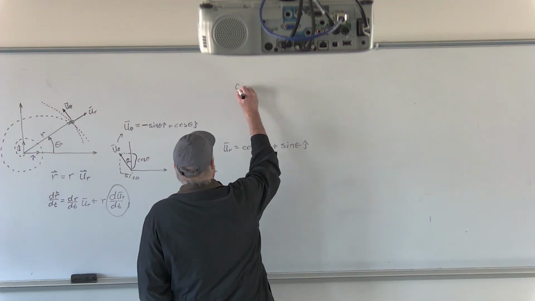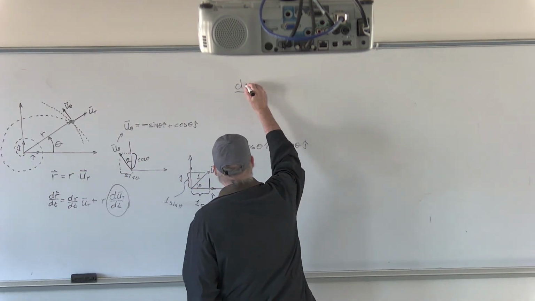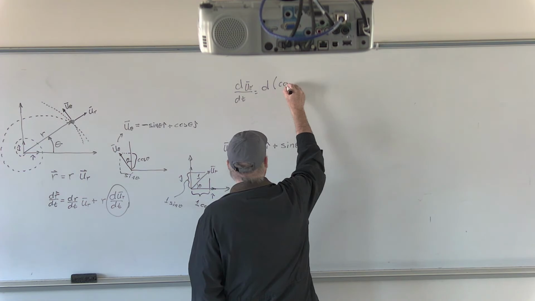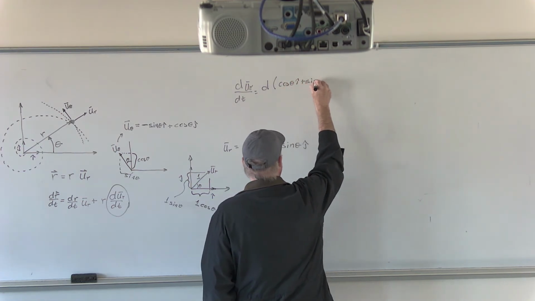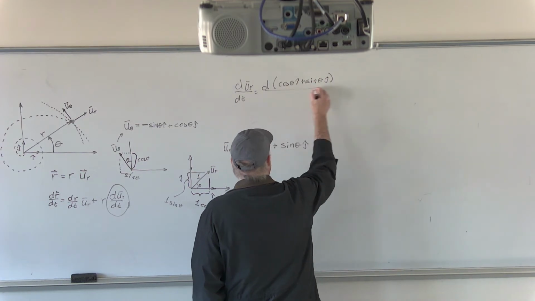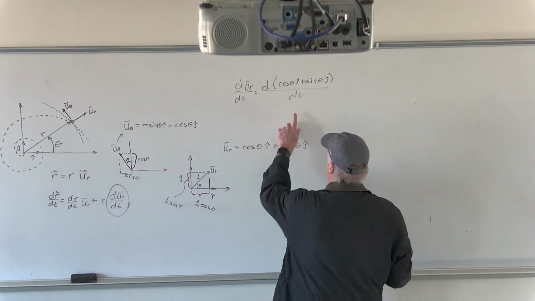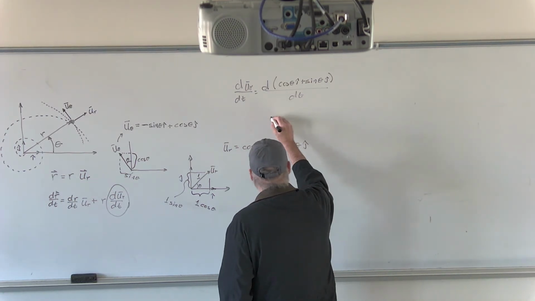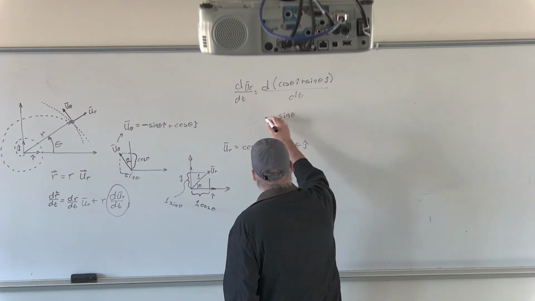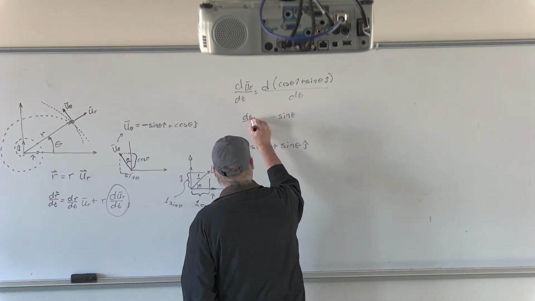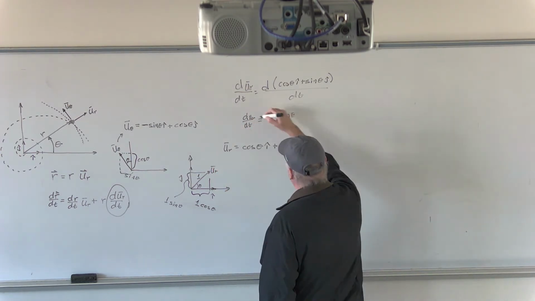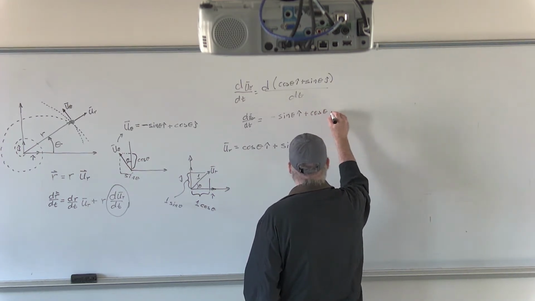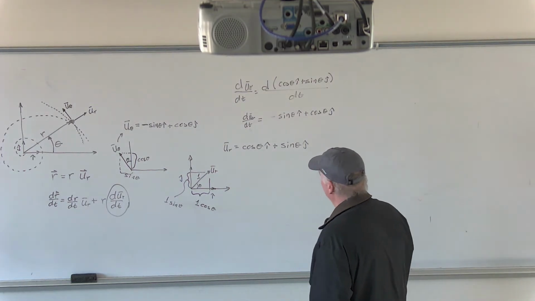Okay, so if somebody said dUR dt is equal to the derivative of cosine theta I plus sine theta J over dt. That's easy enough. Take the derivative of cosine, what is that? Isn't that minus the sine? It was last week. So dUR dt is equal to minus sine theta I plus cosine of theta J. Did I do that right?